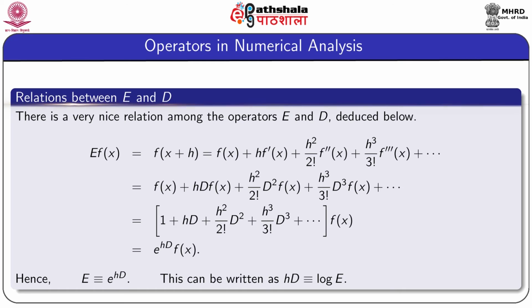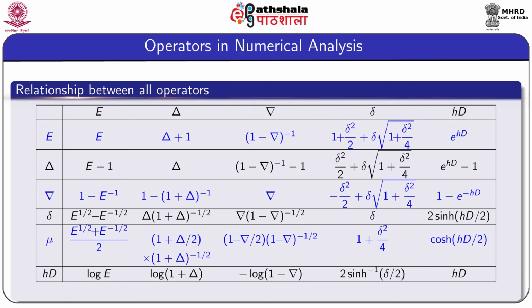After taking f(x) common, we obtain (1 + hD + h squared by factorial 2 D squared + h cubed by factorial 3 D cubed, and so on) whole into f(x). Note that the expression within the square bracket represents e to the power hD. That means E is equivalent to e to the power hD. So this is a very nice relationship between the shift operator and the differential operator. This expression can also be written as hD equal to log of E, where log means the ordinary log whose base is e.